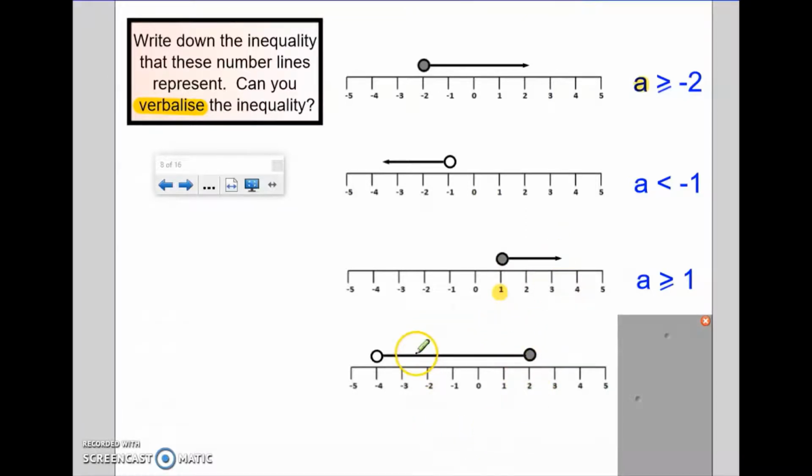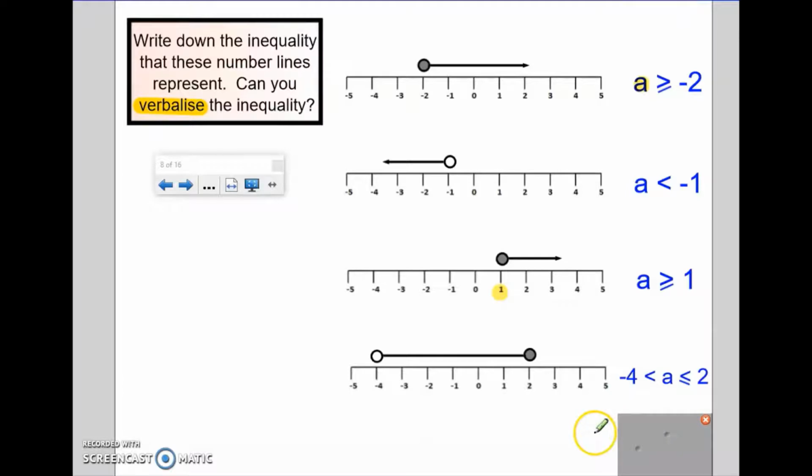For the one at the bottom, first time we've encountered one of these in this video, but hopefully you were able to put it together. I'm looking for numbers that satisfy both of these circles, so to speak. So we've got numbers that are greater than -4, but not equal to, and numbers that are less than or equal to 2. So I'm putting two inequalities together to create a range of numbers that would satisfy the inequality.